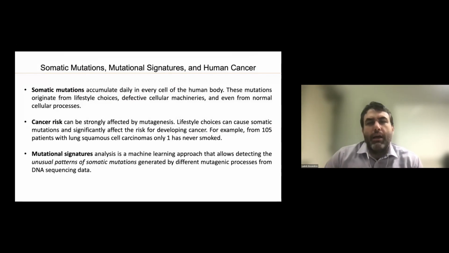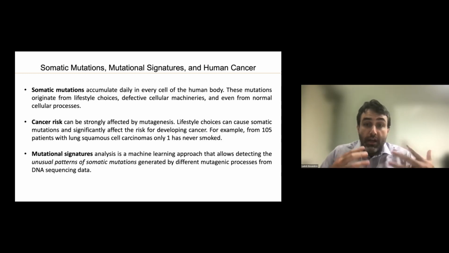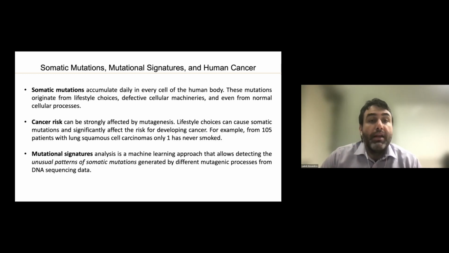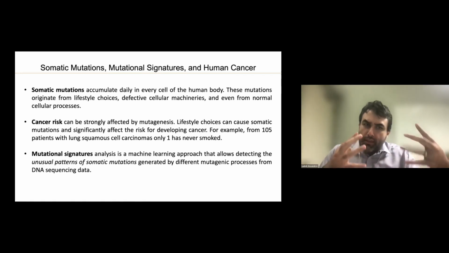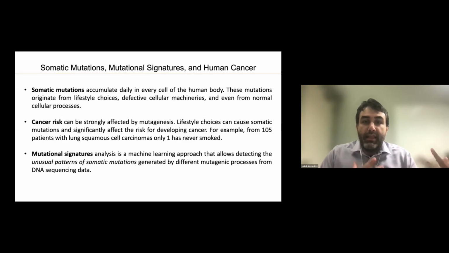The poster child example for that would be tobacco smoking, with smoking generating many mutations in many different organs, probably the most prominent being the lung. And indeed, one knows that if you look at lung squamous cell carcinoma, one of every 105 patients with this adulthood cancer will be smokers, and only one will be a never smoker. So if there wasn't this lifestyle choice, this cancer type would be almost non-existent. Now, we know that cancer risk can be affected by somatic mutations, but can we use somatic mutations to understand the processes that actually cause the cancer?